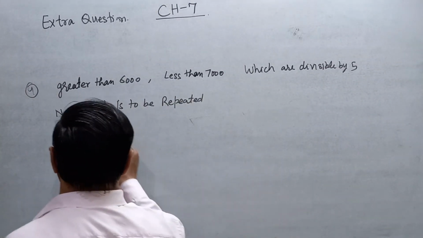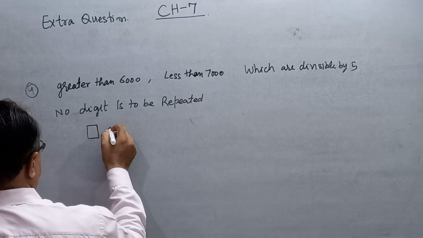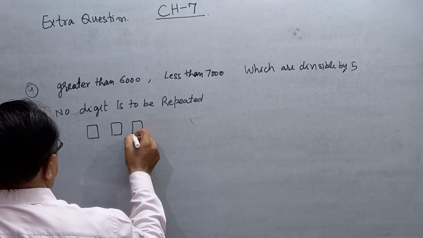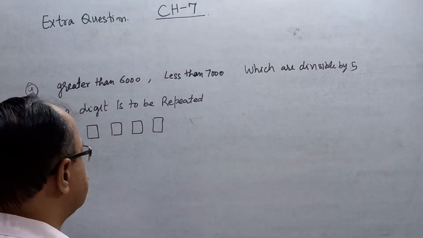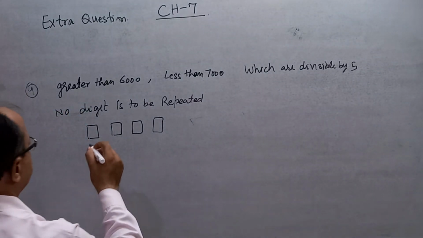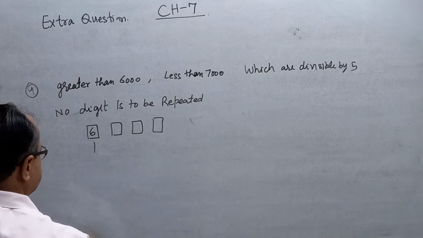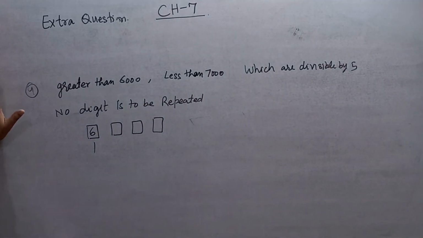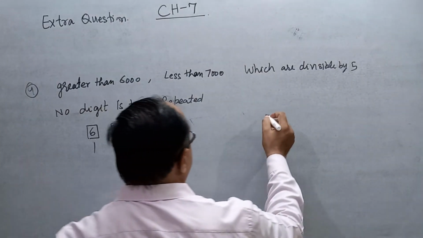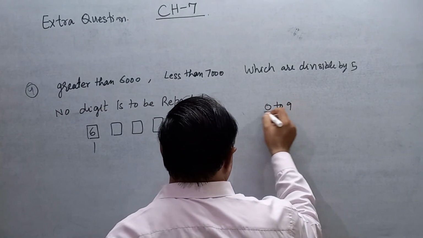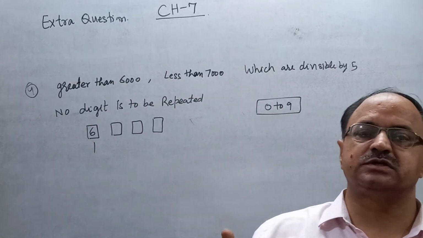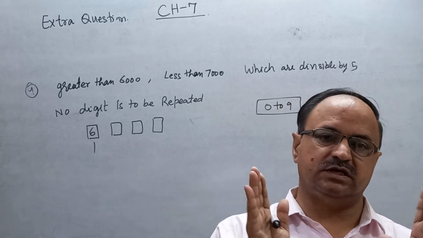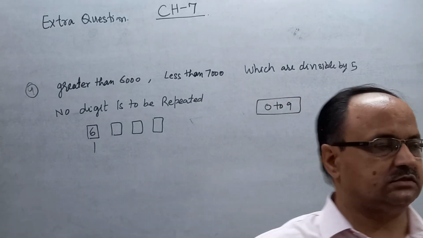You know that there are four places: 1, 2, 3 and 4. Greater than 6,000 and less than 7,000 means you can put 6 here. That is one way, right? And you know that you can use the digits 0 to 9. If the digits are not mentioned in the question, then you can take digits from 0 to 9, the standard.